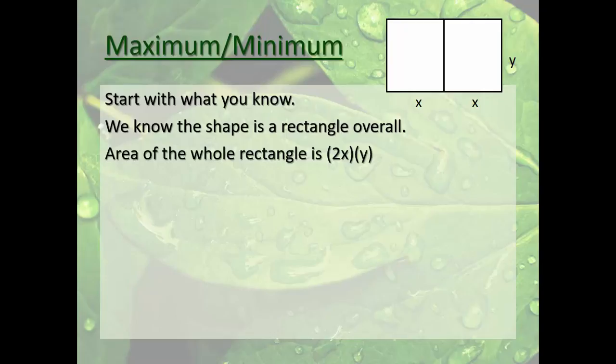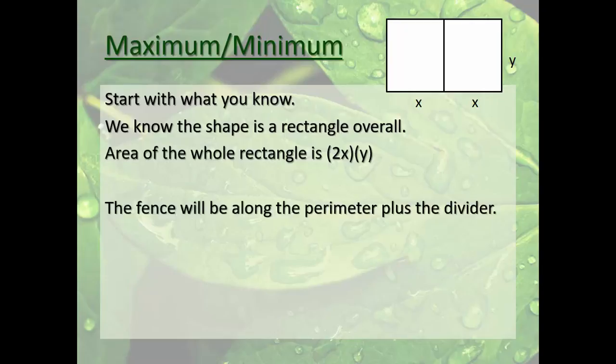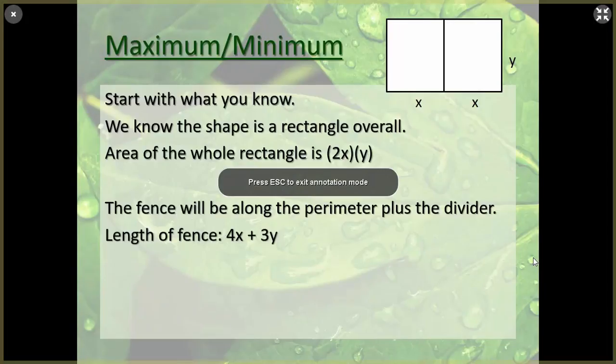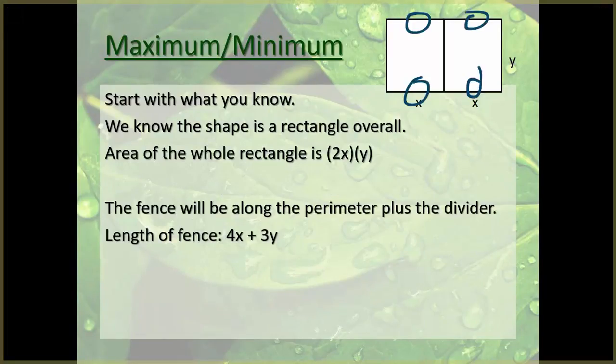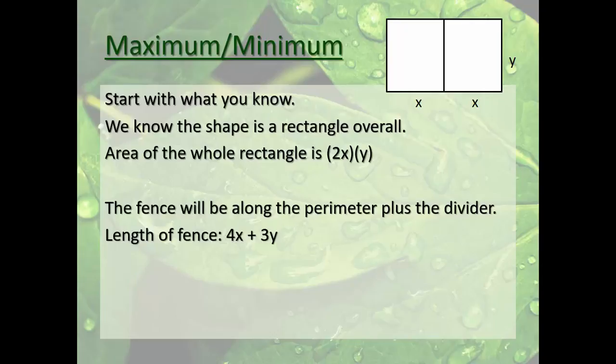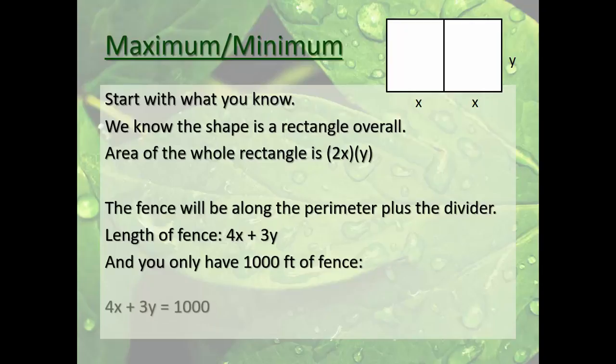So let's go with the next equation, which is going to tell us about the fencing. The fence is going to be along the perimeter plus the divider. So that's going to be a total of 4x, 1, 2, 3, 4, and 3y, 1, 2, 3. Furthermore, we know we only have a certain amount of fencing to work with, 1,000 feet. So we know that 4x plus 3y has to equal 1,000 feet.